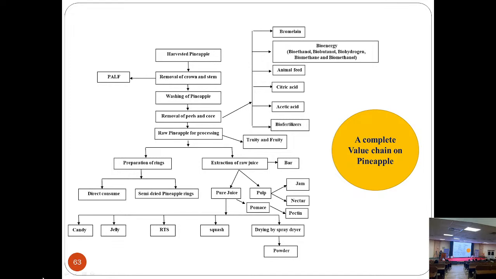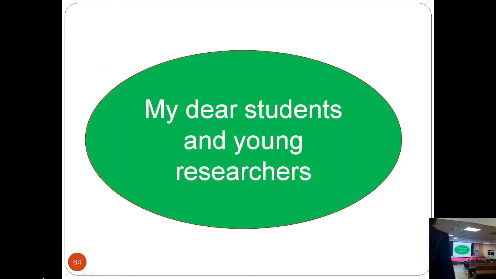It is my suggestion to my students and researchers who are interested in this sort of research on biorefinery concepts and biofuels. Dear students and researchers who are interested, the scope is there.